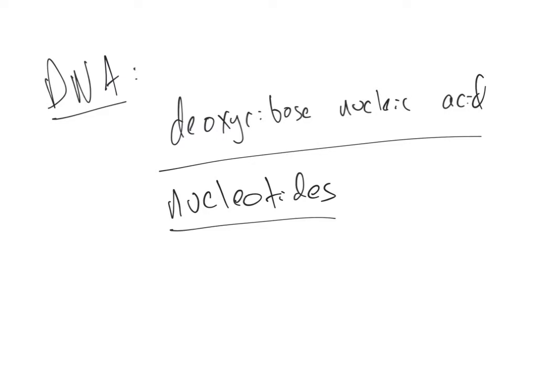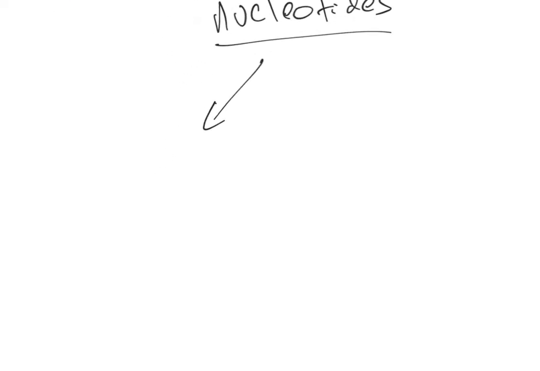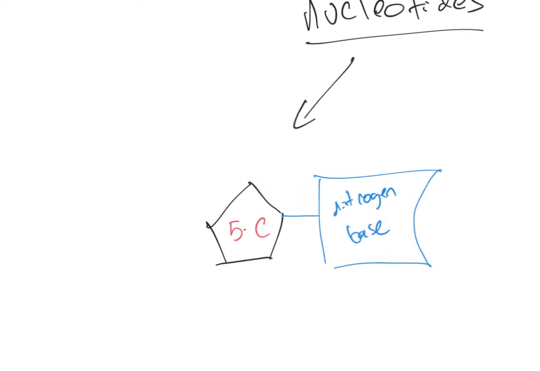So nucleotides are made of three parts, right? I heard ribose. So we have ribose, which is a 5-carbon sugar. So I just write 5C in the middle. Okay, so this is the nitrogen base. And the third part to the nucleotide is the phosphate group.